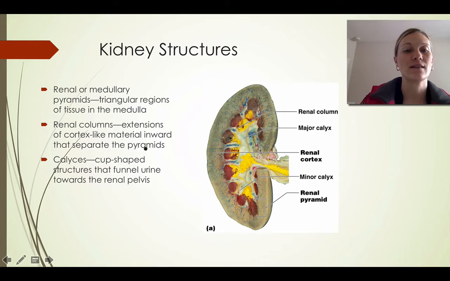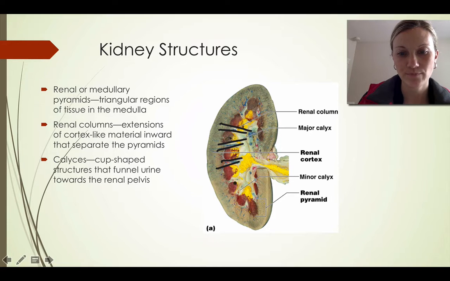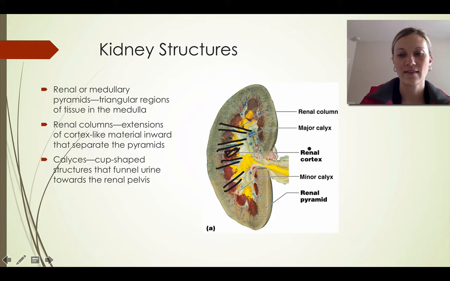Then you have the renal columns, which are the extensions of cortex-like material that are going inward. So the renal columns are these right here. So these are the columns. And then the pyramids are these pinkish areas right there. And then the last part you have are right in here, and these are the cup-shaped structures that funnel urine towards the renal pelvis. And remember that renal pelvis is right in here.